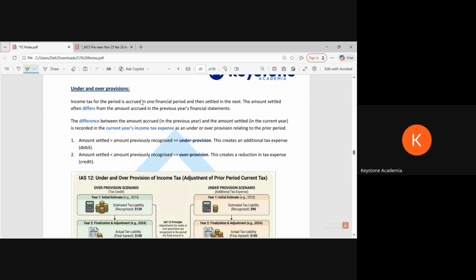Then provisions, the second part. Income tax for the period is accrued in one financial period and then settled in the next. The amount settled often differs from the amount accrued in the previous year's financials. And also we have different closing years. Some countries close in December, some in March, April time, right? Then there will also be a difference, especially if you see the consolidated financial statements. So the difference between the amount accrued and the amount settled is recorded in the current year's income tax expense as under or over provision relating to the prior period.